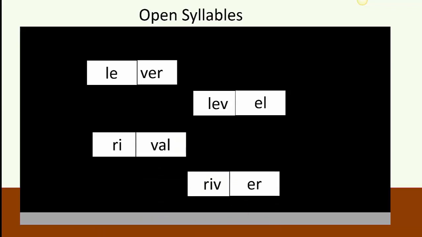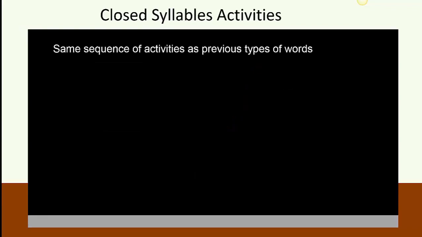The students can be told to first try dividing a VCV word before the consonant, since that pattern is more common, and if that doesn't result in a plausible sounding word, to try the second choice, namely dividing after the consonant. Then the same sequence of activities would follow as for the previous types of words.